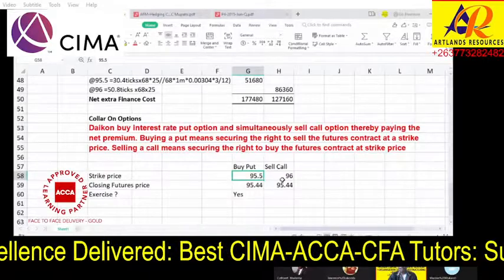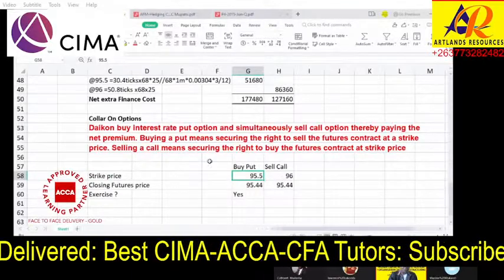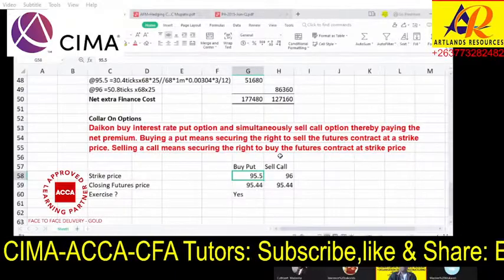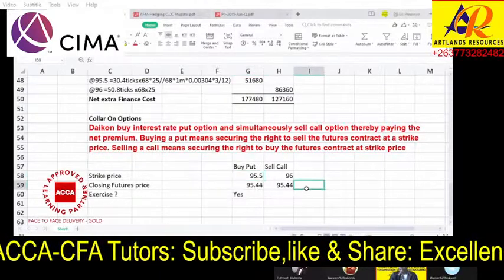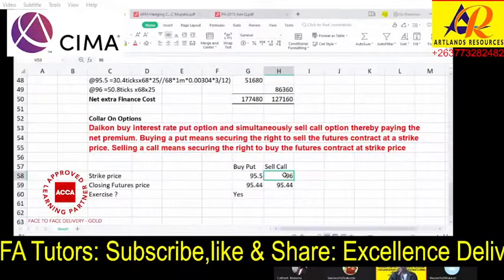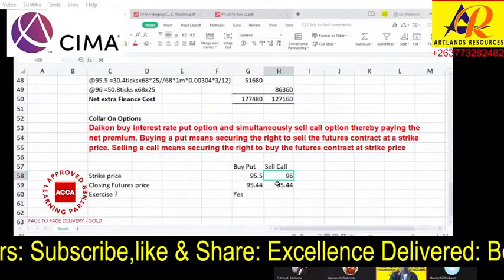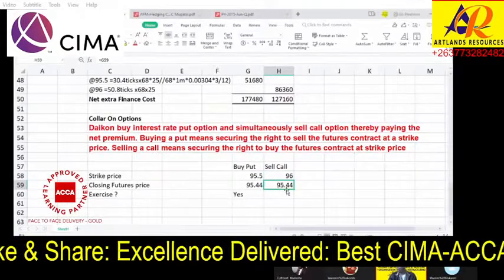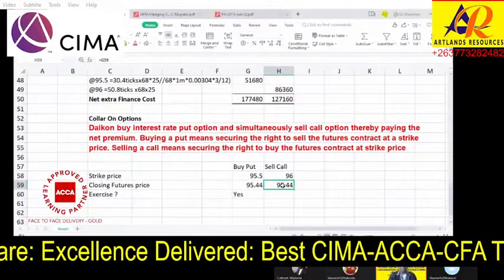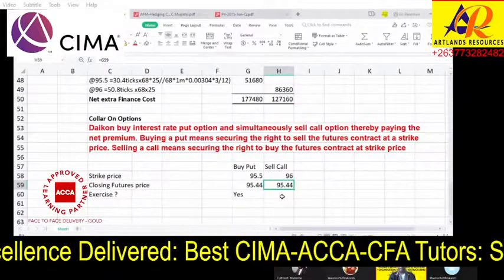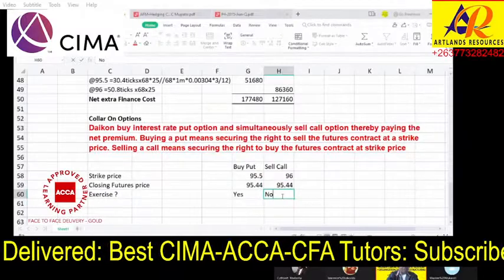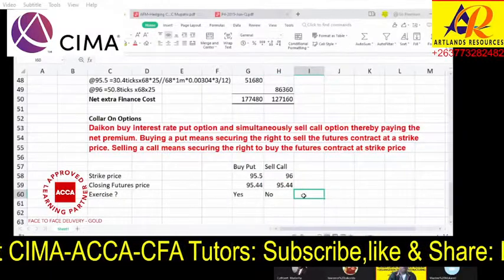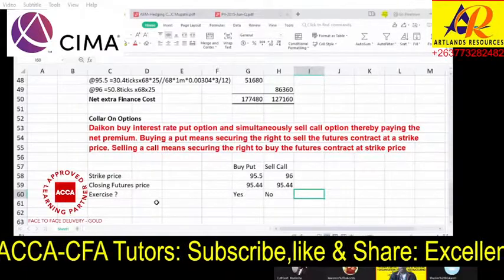And then let us go to selling a call. Selling a call means securing the right to buy. Remember, call means buy the futures contract at a strike price. So I am asking myself, can I buy at 96 or can I buy at 95.44? Clearly, I would rather buy at 95.44. Because I have not chosen the 96, which is the option, I say I have not exercised the option. So no wonder you now know why I'm saying yes, no.